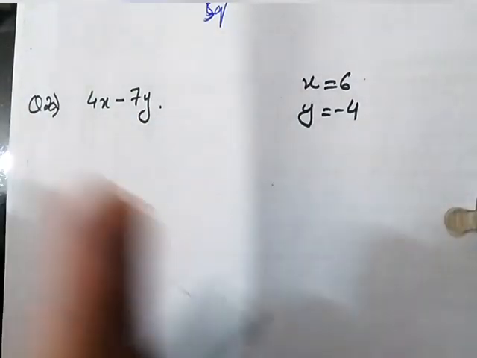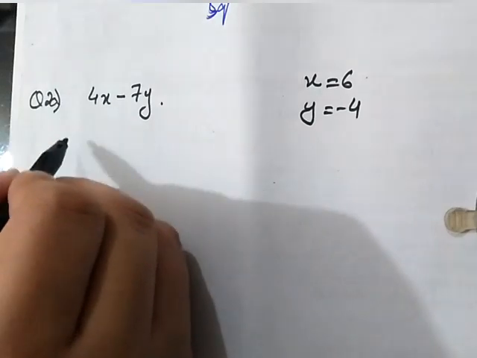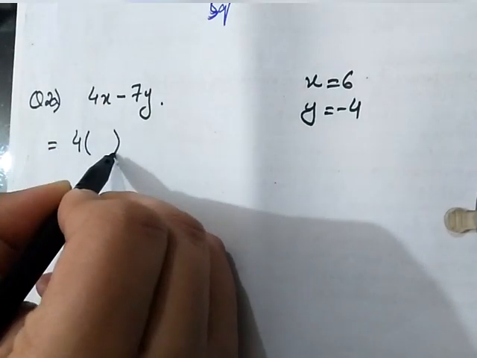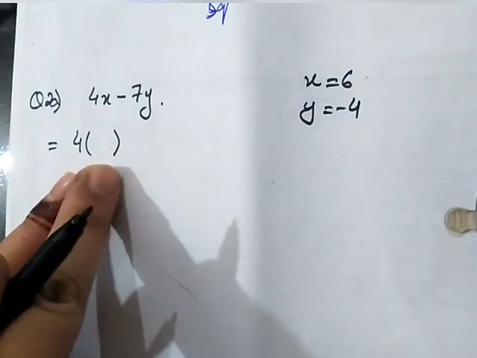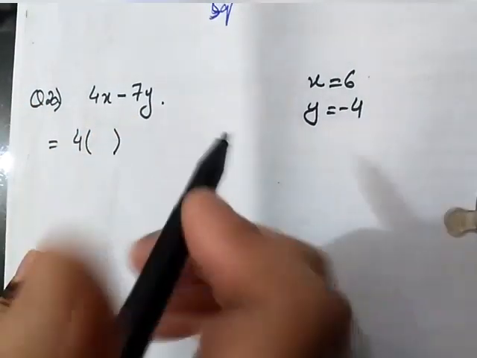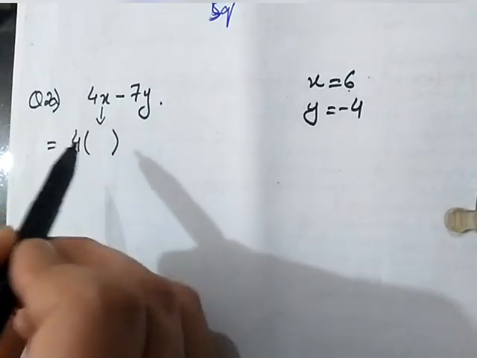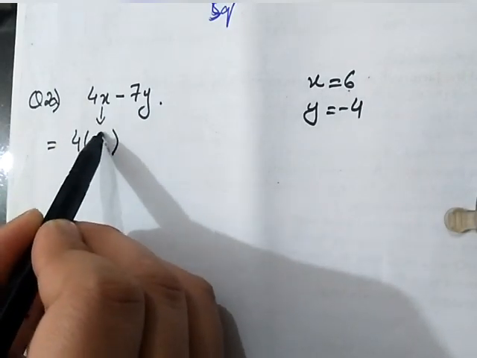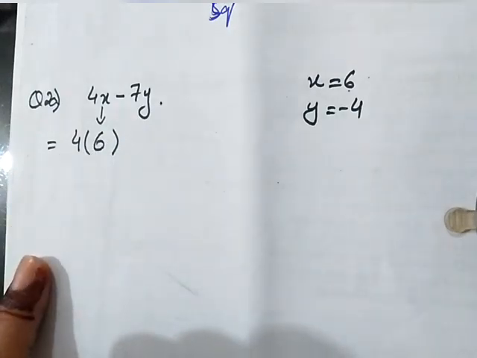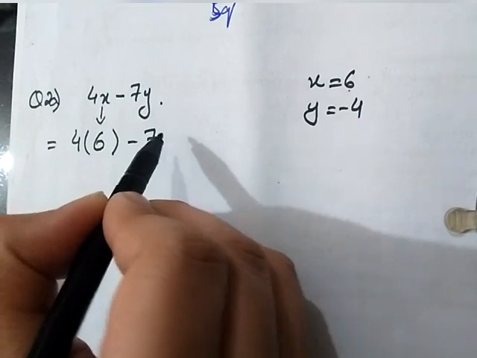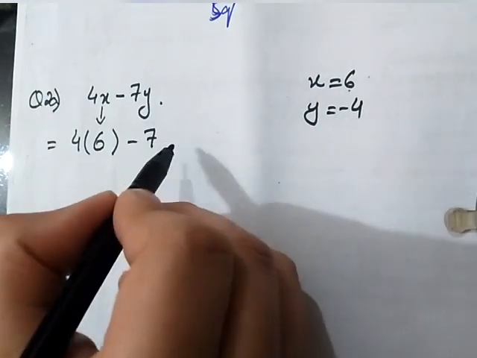So what is the next step? We just put the values. 4x. What is the value of x? Before putting the value of x, just use this round bracket. Now what is the value of x? The value of x is 6. So in place of x, I just put the value 6. Now minus 7y. Again, the value of y is -4.